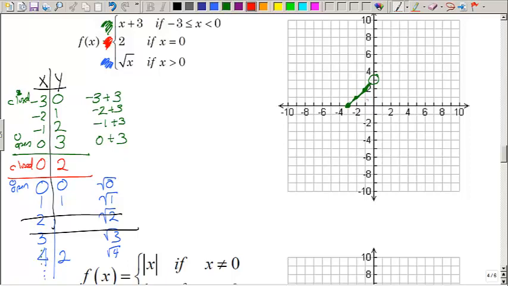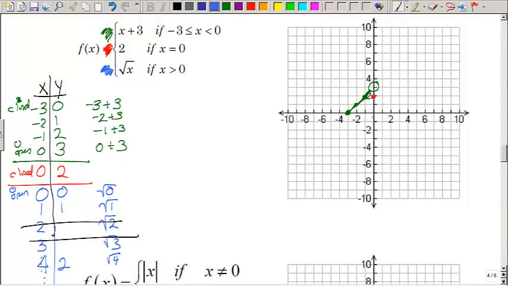On the red piece, I have a point at 0, 2. That's a closed circle. And on my blue piece, I have an open circle at 0. Notice that this is still a function. I'm only defined at 0. My value at 0 is 2. Even though I have 2 open circles here, that's okay. I'm not really defined there. It's just an open circle endpoint for my other 2 pieces, my green piece and my blue piece. And I have 1, 1 and 4, 2. And now I have the graph of this piecewise defined f of x.